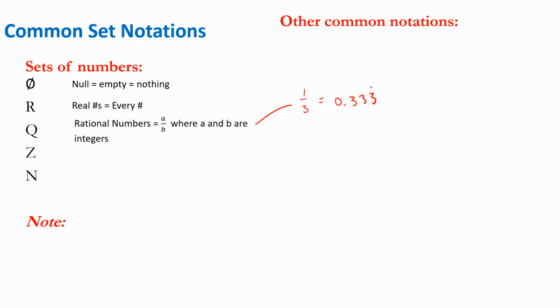That's why you can't do it for pi. But if you estimate pi, then it's 22 over 7, and then you make it a rational. But technically, it's not. It's an estimate, right? 1/3 is exactly 0.33333. Okay, that's why this is a rational number.